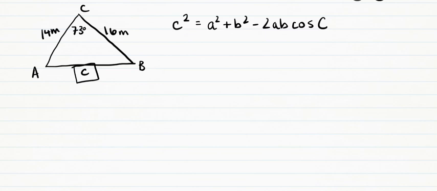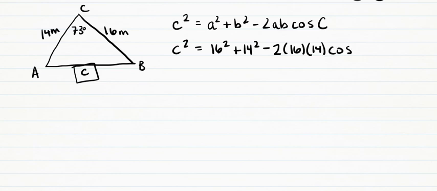So C is what we're solving for, so that's an unknown variable right now, equals side A is 16 meters, so 16 squared. Side B is 14 meters, we have 14 squared. 16 squared plus 14 squared minus, and we fill in side A and B again here. So this is 2 times 16 times 14 times cosine of angle C, which is 73 degrees.